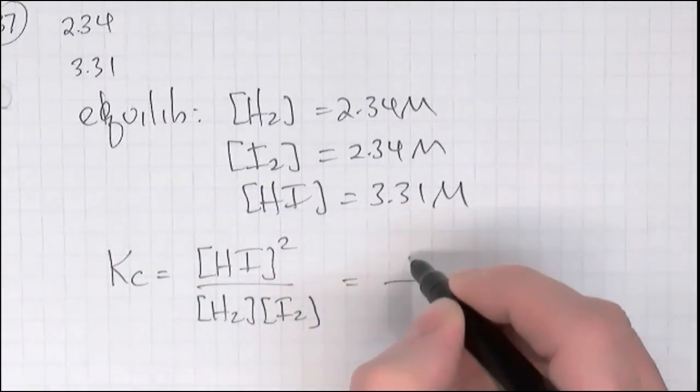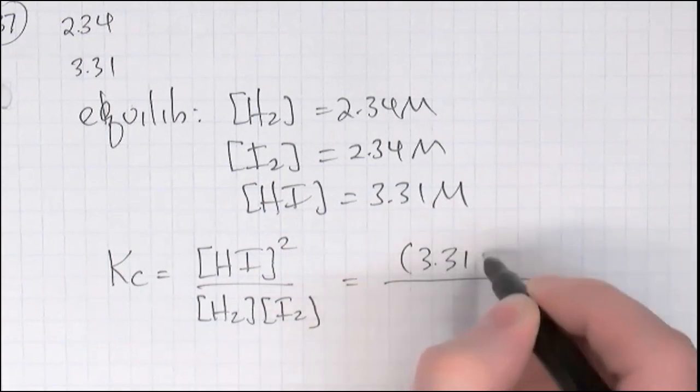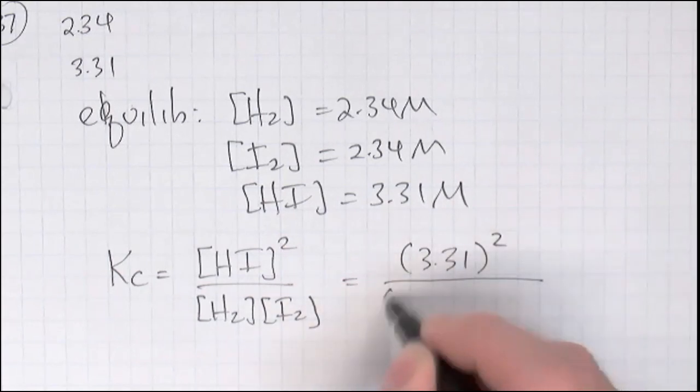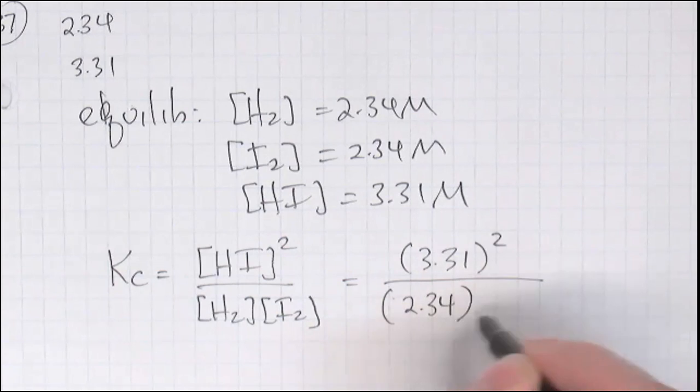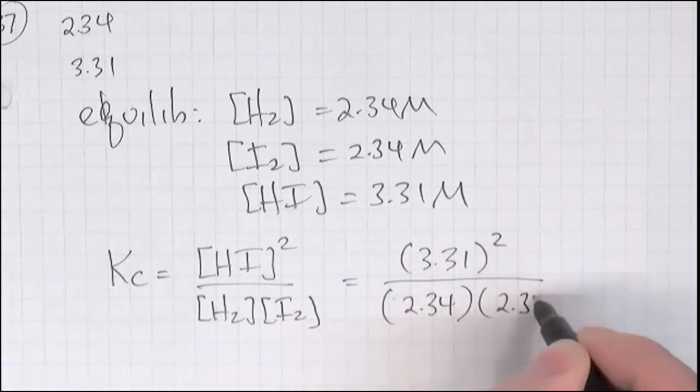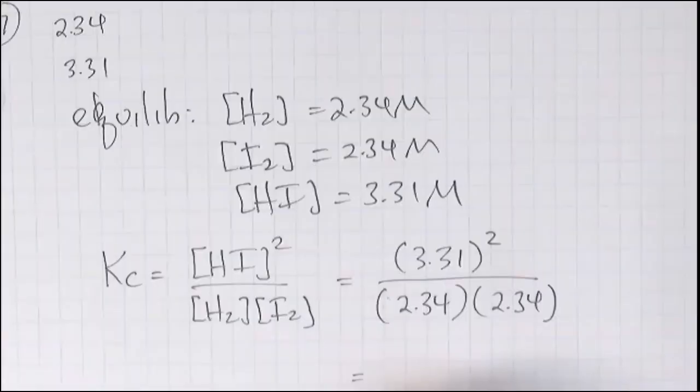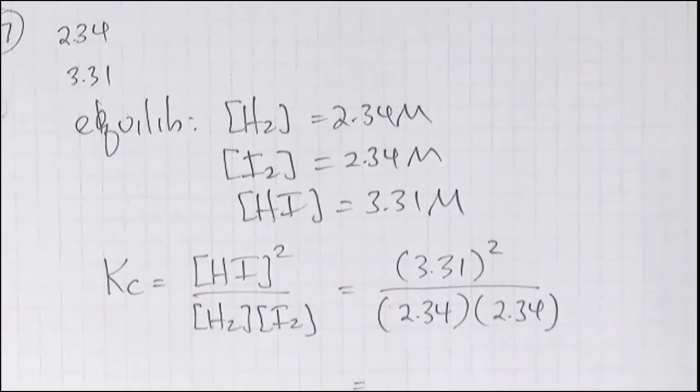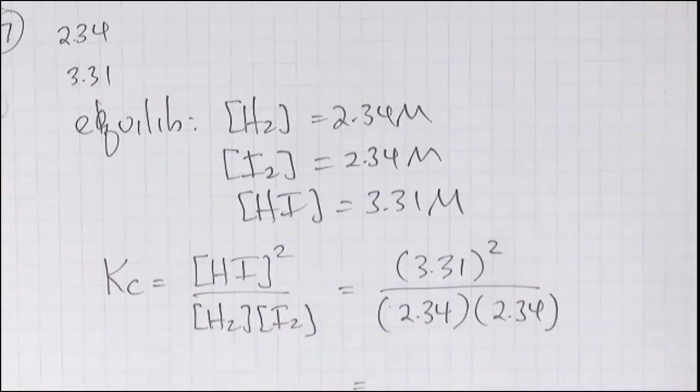So the HI concentration was 3.31 molarity. We're going to square that, divided by 2.34 molarity times another 2.34 molarity. Say again? Mr. P, where did you get your molarity from? So William, those were on the previous screen. Those were the numbers at equilibrium, right? All right, so take your calculator and plug those numbers in and divide, okay?